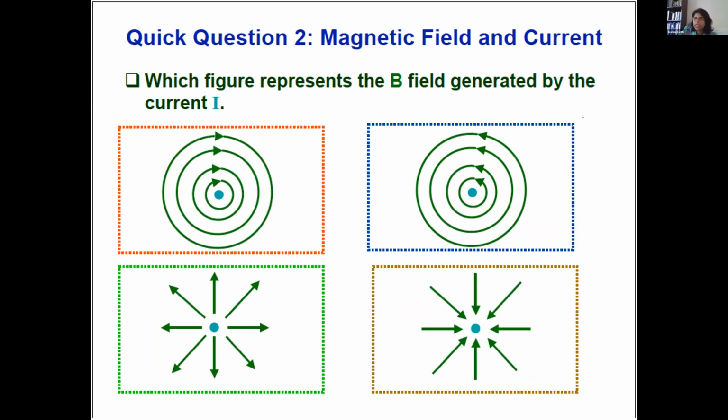And the same question again: you have current in the outward direction and you're going to grab the wire, then the direction of the magnetic field will be basically counterclockwise. That means again, this one is the correct one.